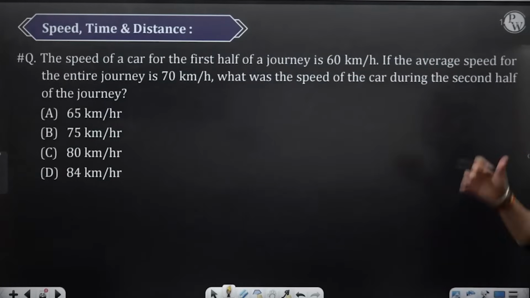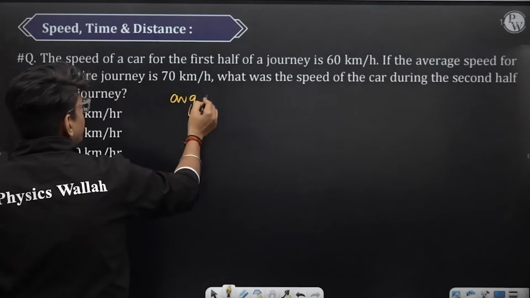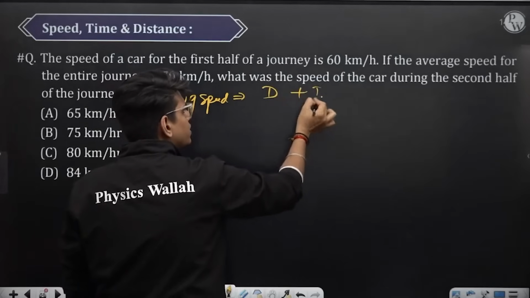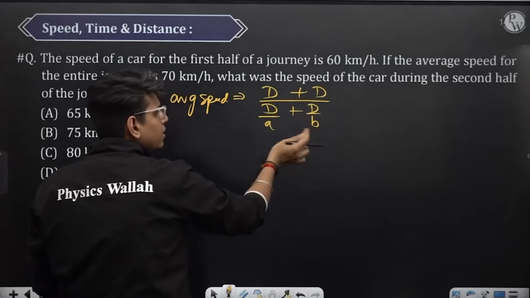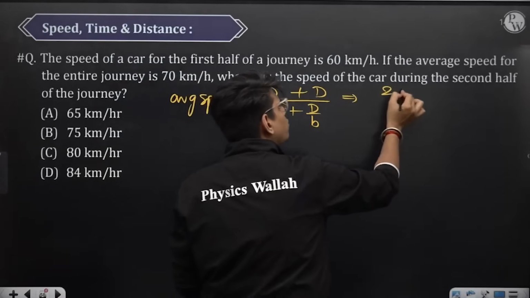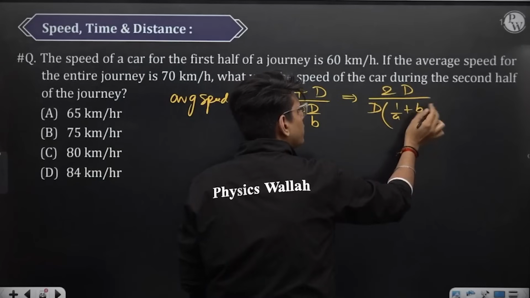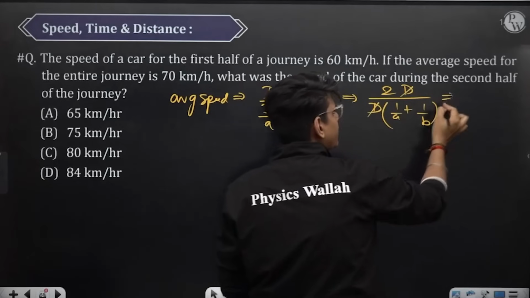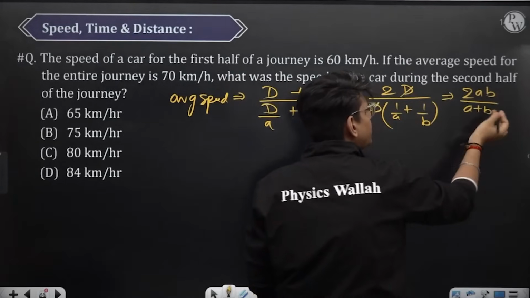Okay. Next. The speed of the car for the first hour of the journey is 60, if the average speed of the entire journey is 70. So what is the average speed? Suppose the distance is the same, d initially and d finally. Initially the speed is a, so d by a plus d by b. Total distance upon total time equals the average speed. So this is 2d upon d times 1 by a plus 1 by b. The d's cancel, and taking the LCM, this becomes 2AB upon A plus B. This is the average speed, right?